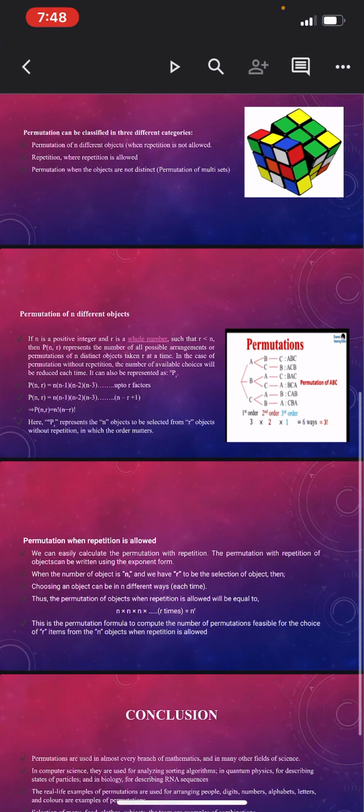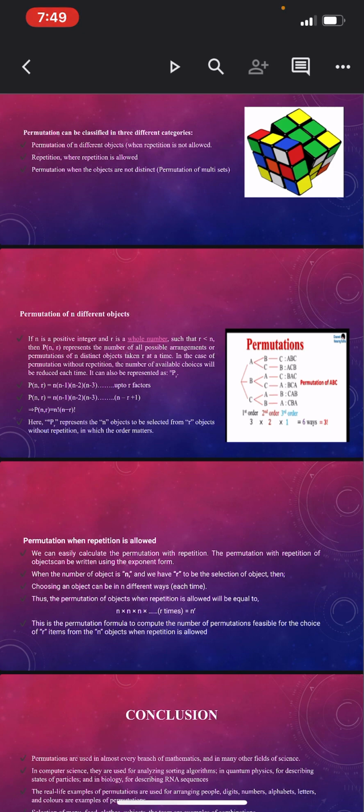Now shall we discuss the permutation of n different objects? If n is a positive integer and r is a whole number such that r is less than n, then P(n, r) represents the number of all possible arrangements or permutations of n distinct objects taken r at a time.